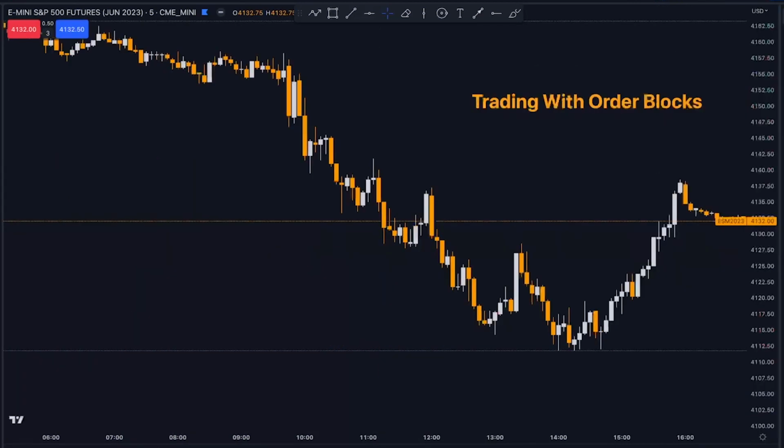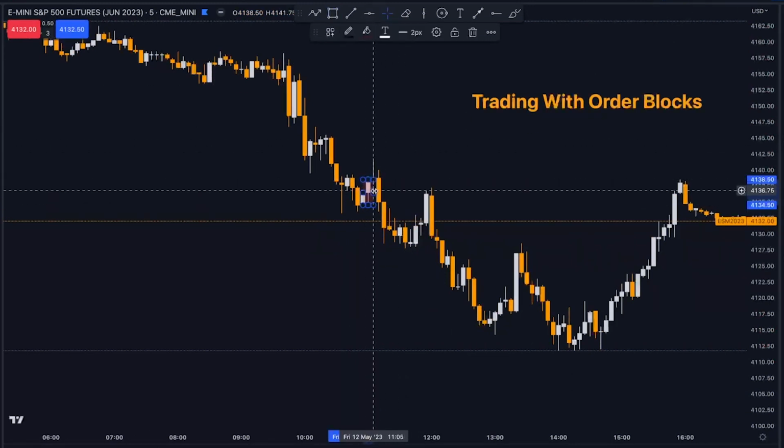Let's look at how you should trade order blocks. It's very simple. So we identified this order block right here.